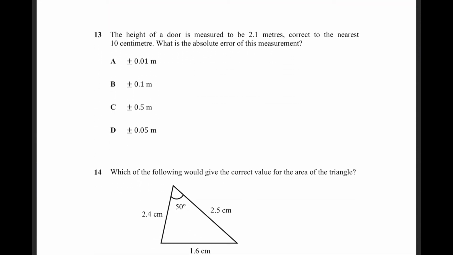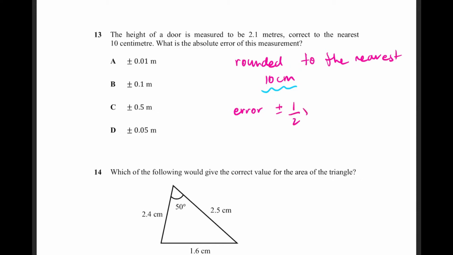13. The height of a door is measured to be 2.1 meters, correct to the nearest 10 centimeters. What is the absolute value of this error? So I know it's been rounded to the nearest 10 centimeters, so my error is going to be half of this. Your error is plus minus half of 10 centimeters, which is plus minus 5 centimeters, but it wants it in meters, so it's plus minus 0.05, D.